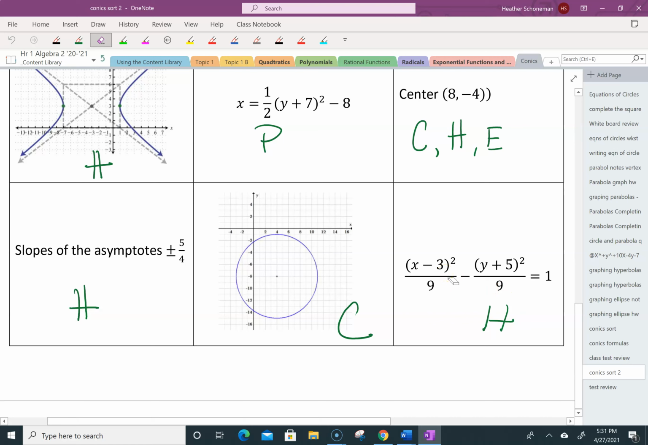So hopefully that helps, because the last page of your test will look like one of these charts that you will need to complete.